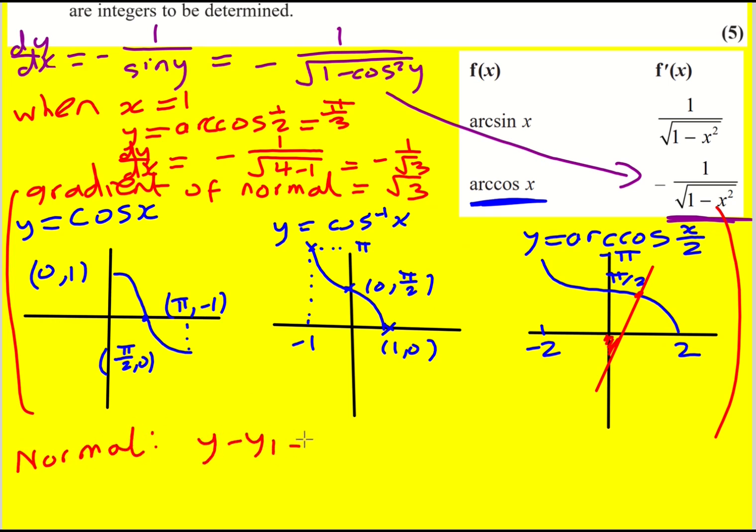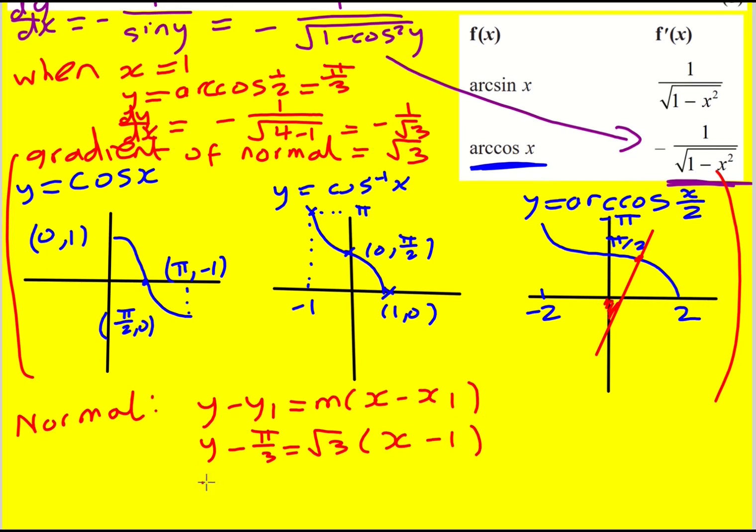Now we use y minus y1 is equal to m times x minus x1. So y minus pi over 3 is equal to root 3 times x minus 1. And that means y is going to equal root 3 x. I am going to write it in the form y equals mx plus c for a second, plus pi over 3 minus root 3. Now, even if you didn't draw the sketch, you'd be able to see at this point that we're going to get a negative intercept because pi over 3 minus root 3 is negative. So that's just something to be aware of.